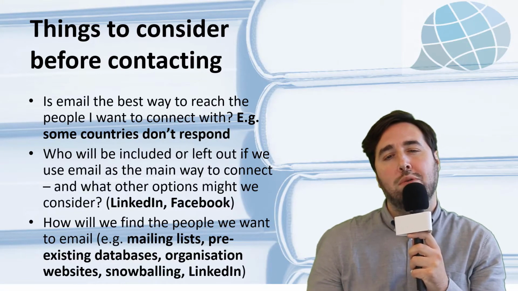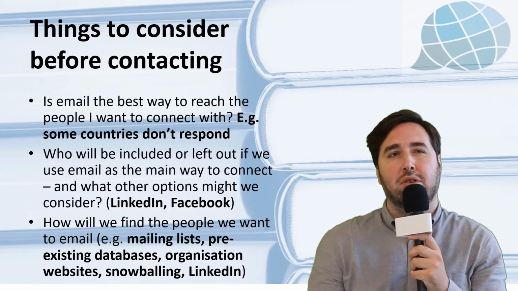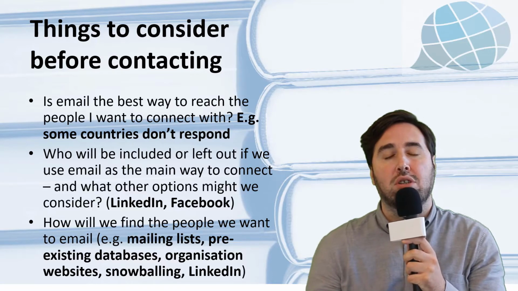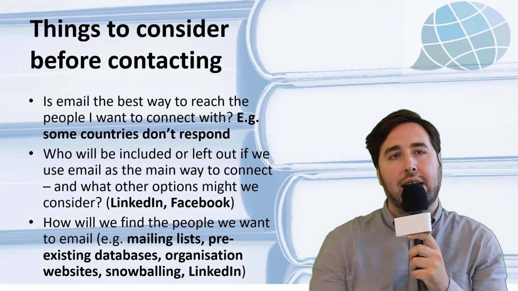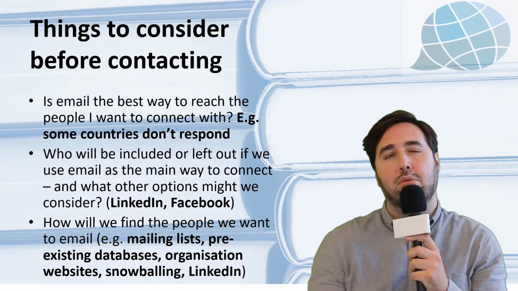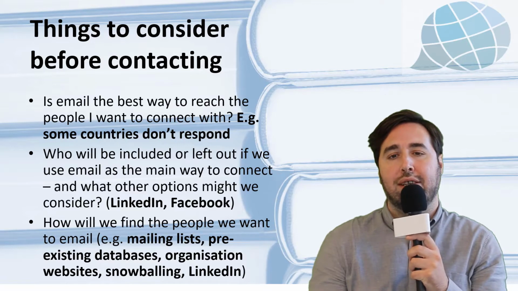Also think about who will potentially be included or excluded from using particular forms of communication, and other options that we might want to consider, such as LinkedIn, Facebook, and so forth. And again, in the textbook, it provides examples of LinkedIn hacks and so forth that you can use in order to find out email addresses of potential respondents.